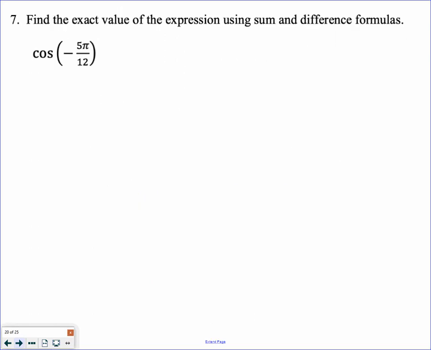Cosine of negative 5/12. So again, anytime I see a 12th, I'm going to split this up into two things that I do know. Okay, so this would be equivalent to 2/12. That's not a good example here.